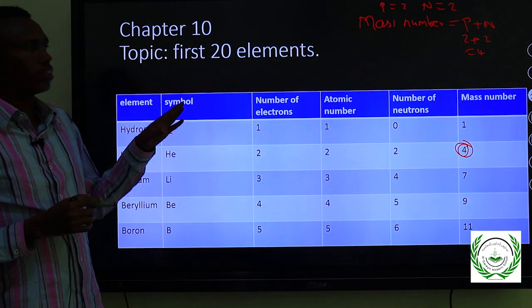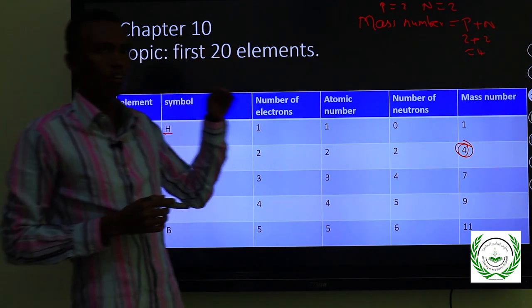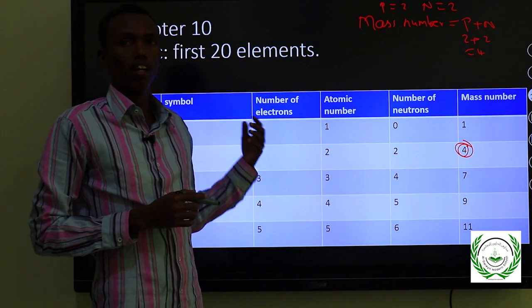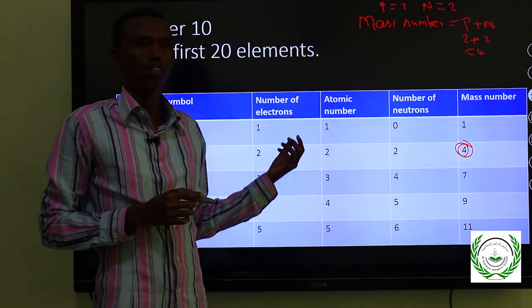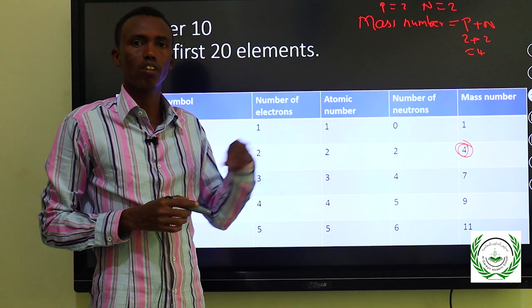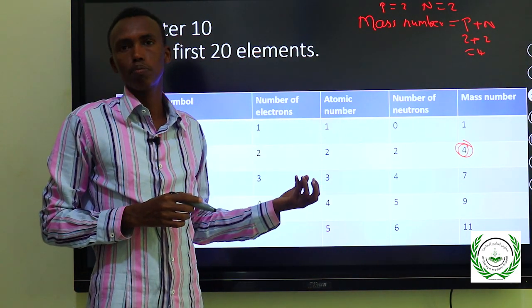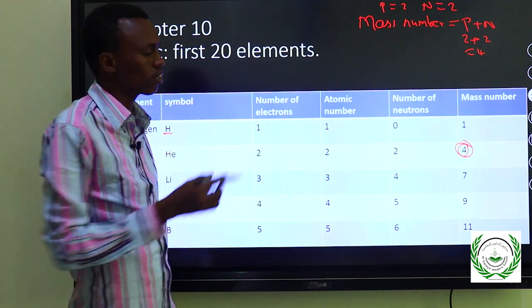Okay, and also you can calculate what if you have the mass number of helium, for example, but you don't have the number of protons, you have the number of neutrons. So using this information you can calculate the number of protons or the number of neutrons respectively, if you are asked to calculate.